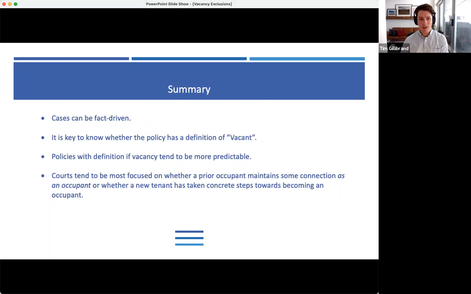Okay, so being mindful of time here, just to sort of summarize some of the law in this area, obviously these cases are very fact-driven, and it's most important, I think, whether the policy contains a definition of vacant, because this is going to affect how the court interprets the exclusion. And generally, where the policy doesn't define vacant, the court results are less predictable, and I think can favor the insureds more, especially if there's a sympathy element to it. If there is an overarching theme in the case law, the courts are most focused on whether a person maintains some sort of a connection to the property as an occupant.